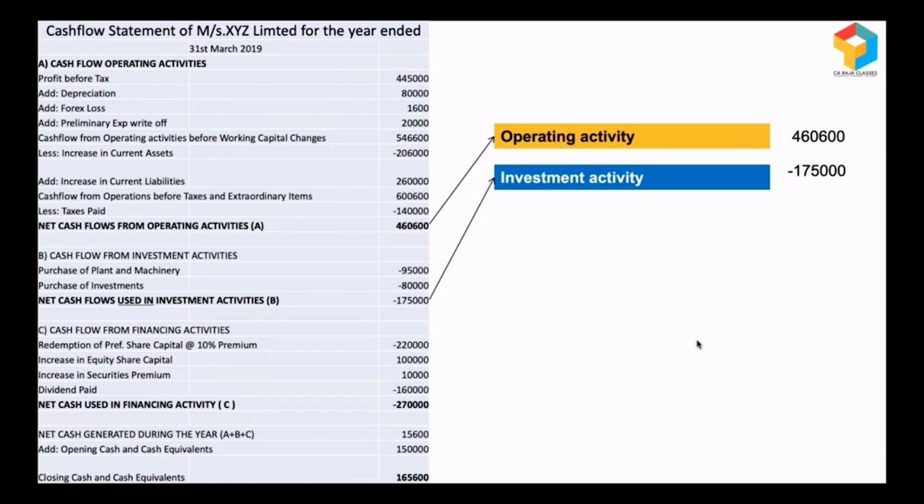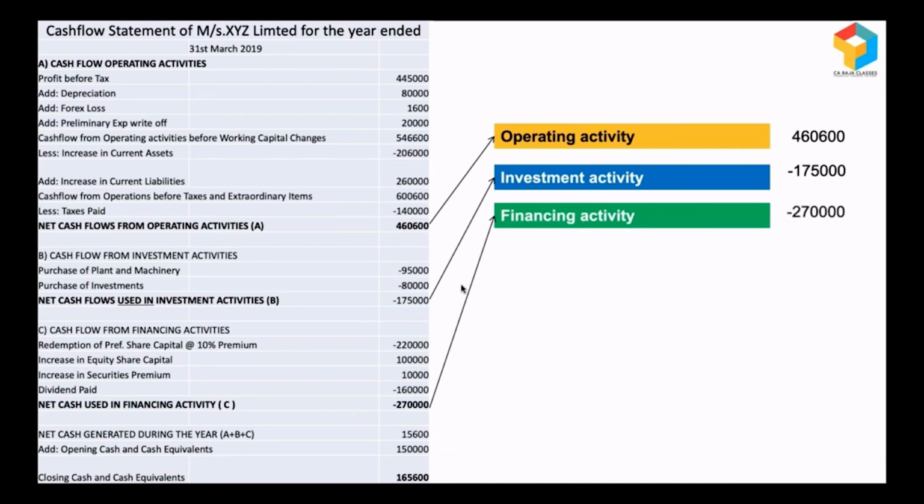So some other assets have come in. If you want to know what are those assets, you have to go back to the statement. Look, they have purchased plant and machinery. They have purchased some investments. Then look at the next key item, that is financing activity, and it is a negative cash of 2,70,000. It means to that extent cash had gone out. And if you want to know what are those components, you can go to the cash flow statement and you can see. And now if you add all the three, you get to know what is the cash generated during the year, and it's 15,600.